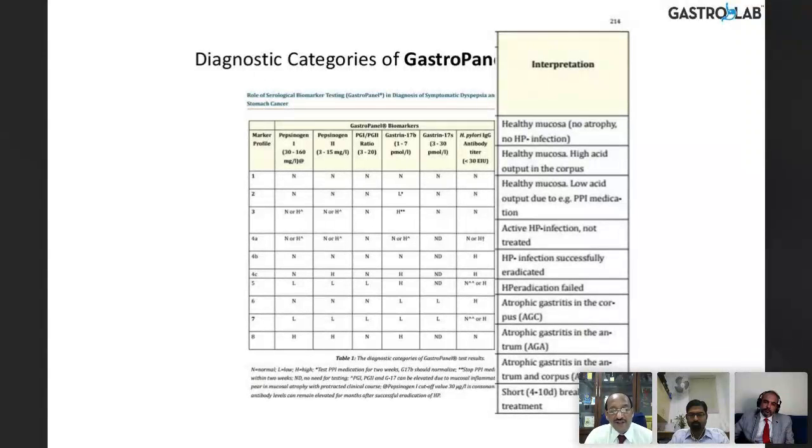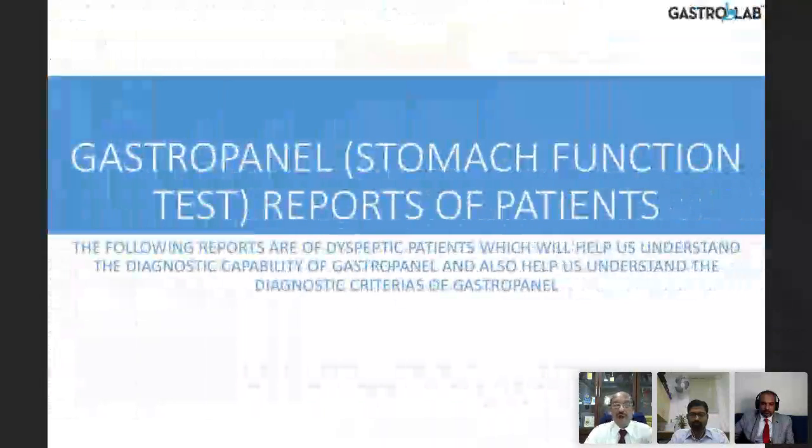And here, in this scenario, pepsinogen 1 is high, 2 is high, and then the ratio is normal because both are high. Gastrin is high, and then H. pylori is normal. This is a short break in the PPI treatment, which can produce an acid rebound. Once you start the proton pump inhibitors, acid can come back up. All this can be diagnosed by one test, gastropanel test. It's really something I really love, and it's very nice.